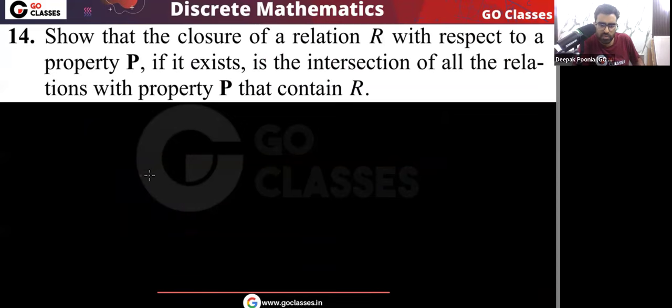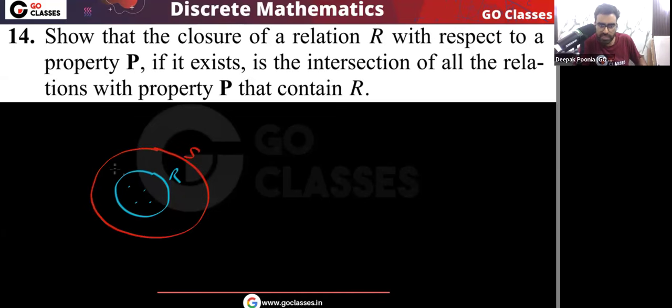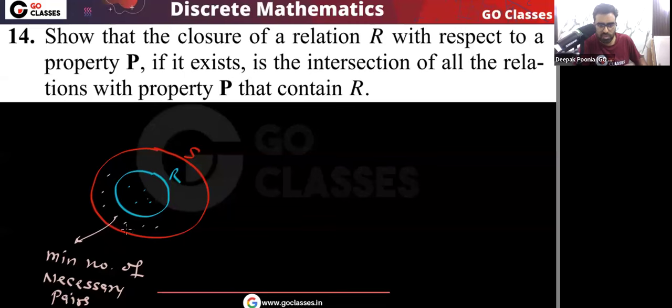Or you can make a diagram if you want. I told you that if this is our relation R, now I told you what is S. S means closure. So S is the closure, and to find S, what we will do? We will add only the necessary pairs. These are the minimum number of necessary pairs.